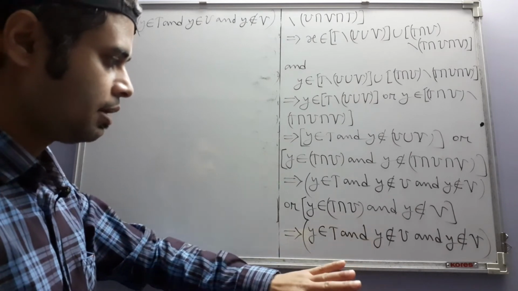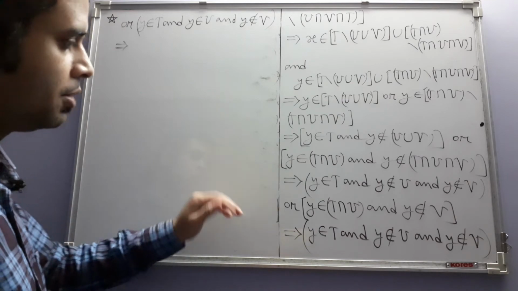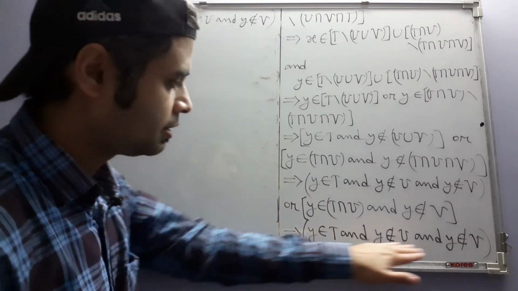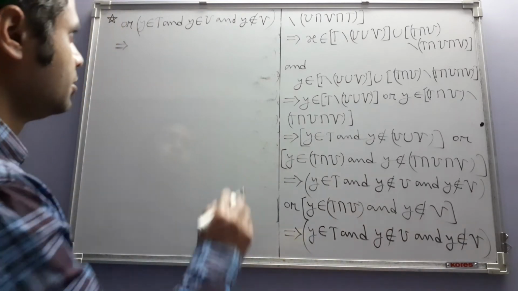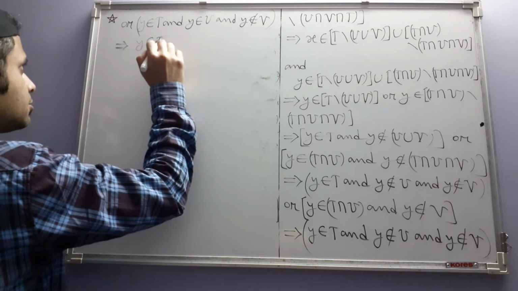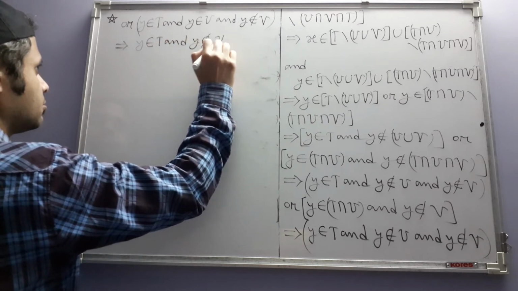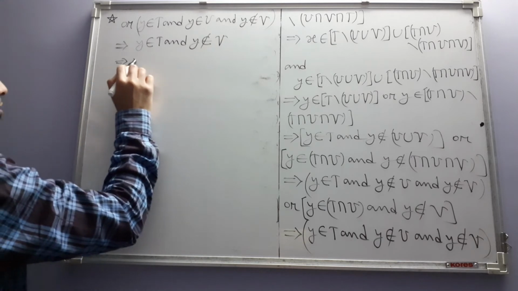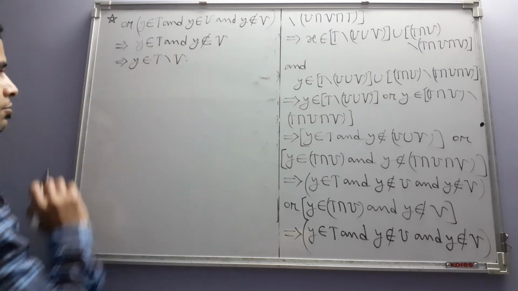Now it's a matter of whether Y belongs to U or it does not belong to U. Depending on that, we have either this is true or this is true. So that means in any case Y belongs to T and Y does not belong to V, which implies Y belongs to T difference V.